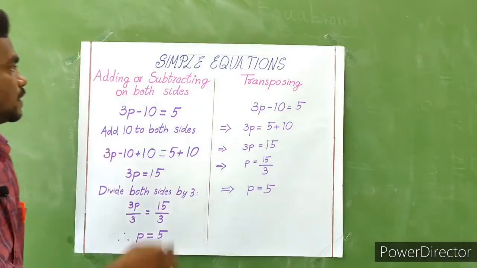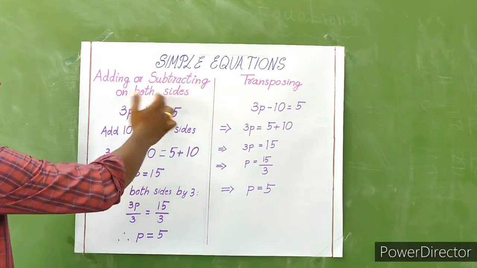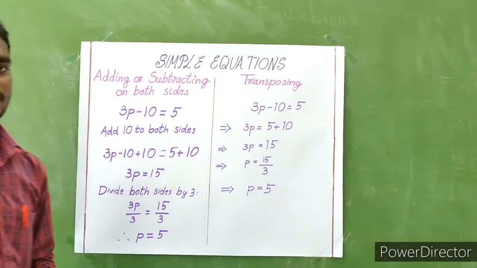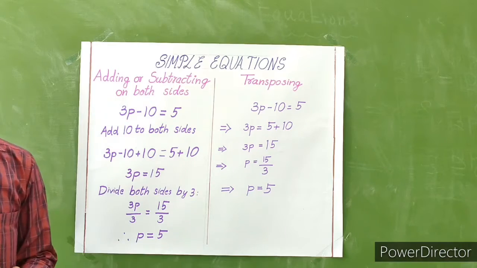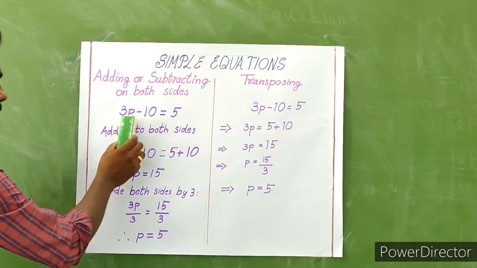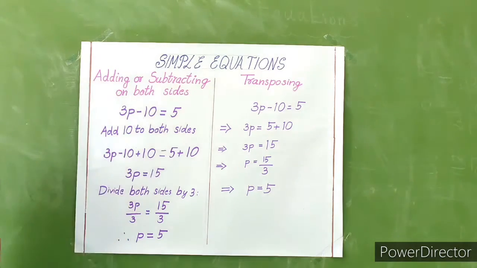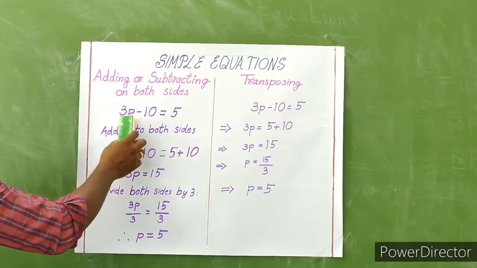So listen students, adding or subtracting on both sides method, transposing method. What is the difference between these two methods? So consider this example, 3p minus 10 is equal to 5. How to solve this equation?